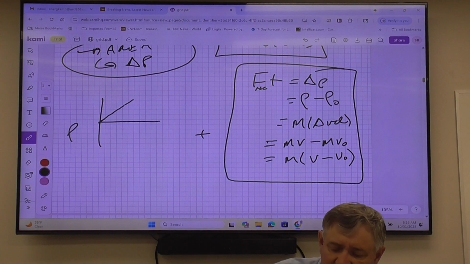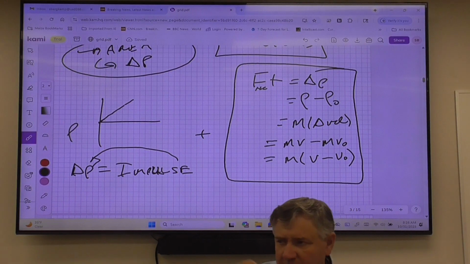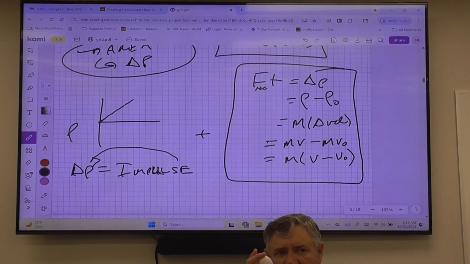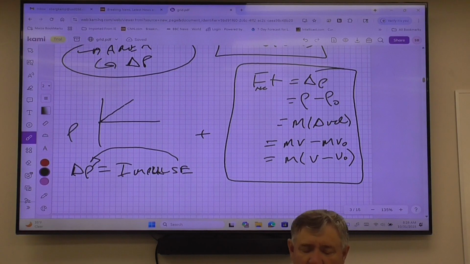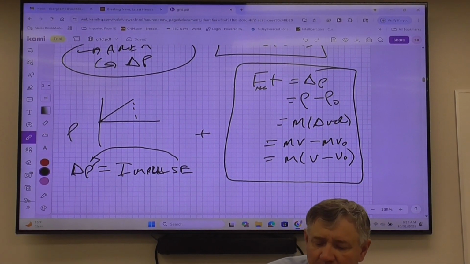So I changed the momentum of the egg. A lot of times you'll see change in momentum referred to as impulse. So impulse and change in momentum mean the same thing. So I imparted a certain impulse onto the egg. I took it from 0 up to some value. At this point, it left my hand.